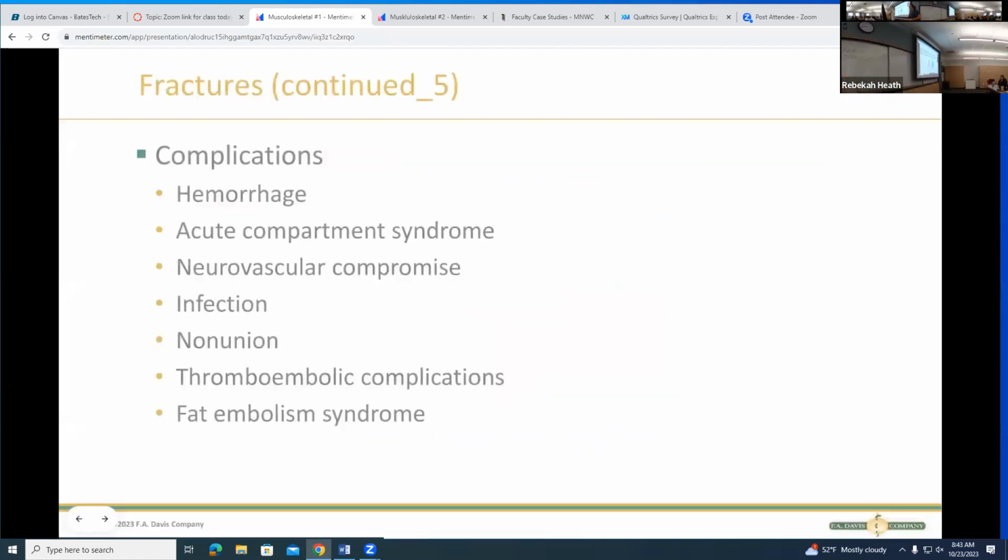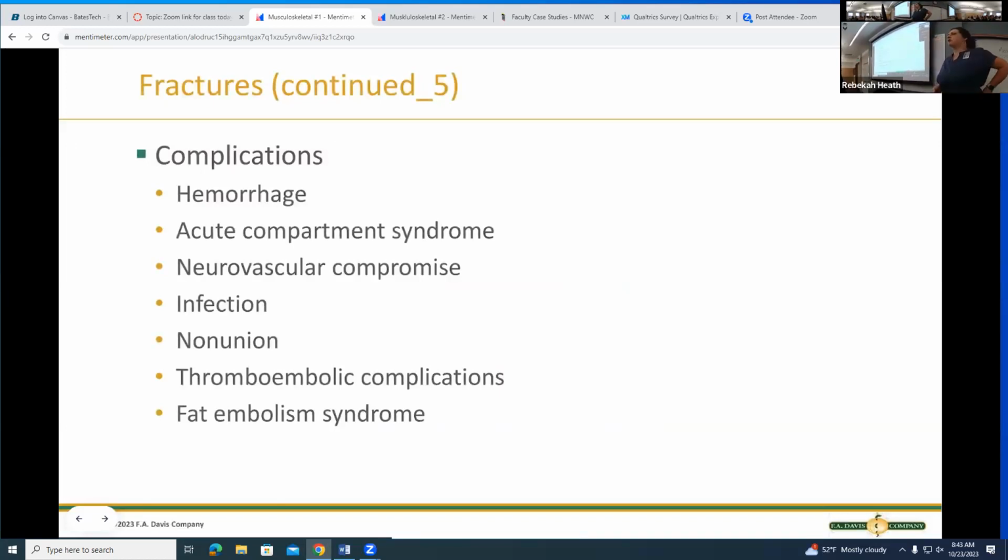Okay, so some complications. When patients have fractures, what are things we need to be aware of and look out for? So hemorrhage, what is hemorrhage? Bleeding, yes. When we're looking at somebody that has excessive bleeding, let's say they fall and break their hip, where are we monitoring for the hemorrhage?